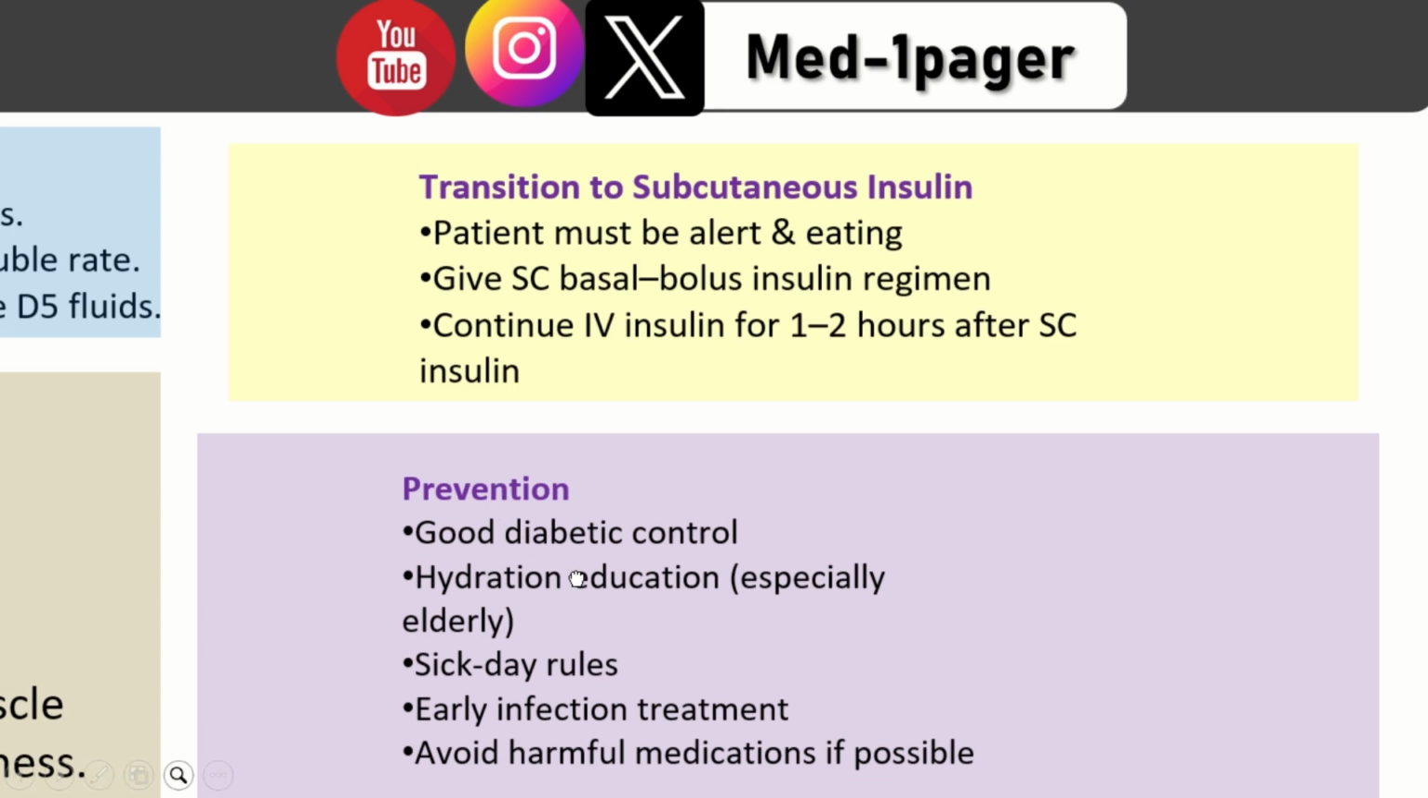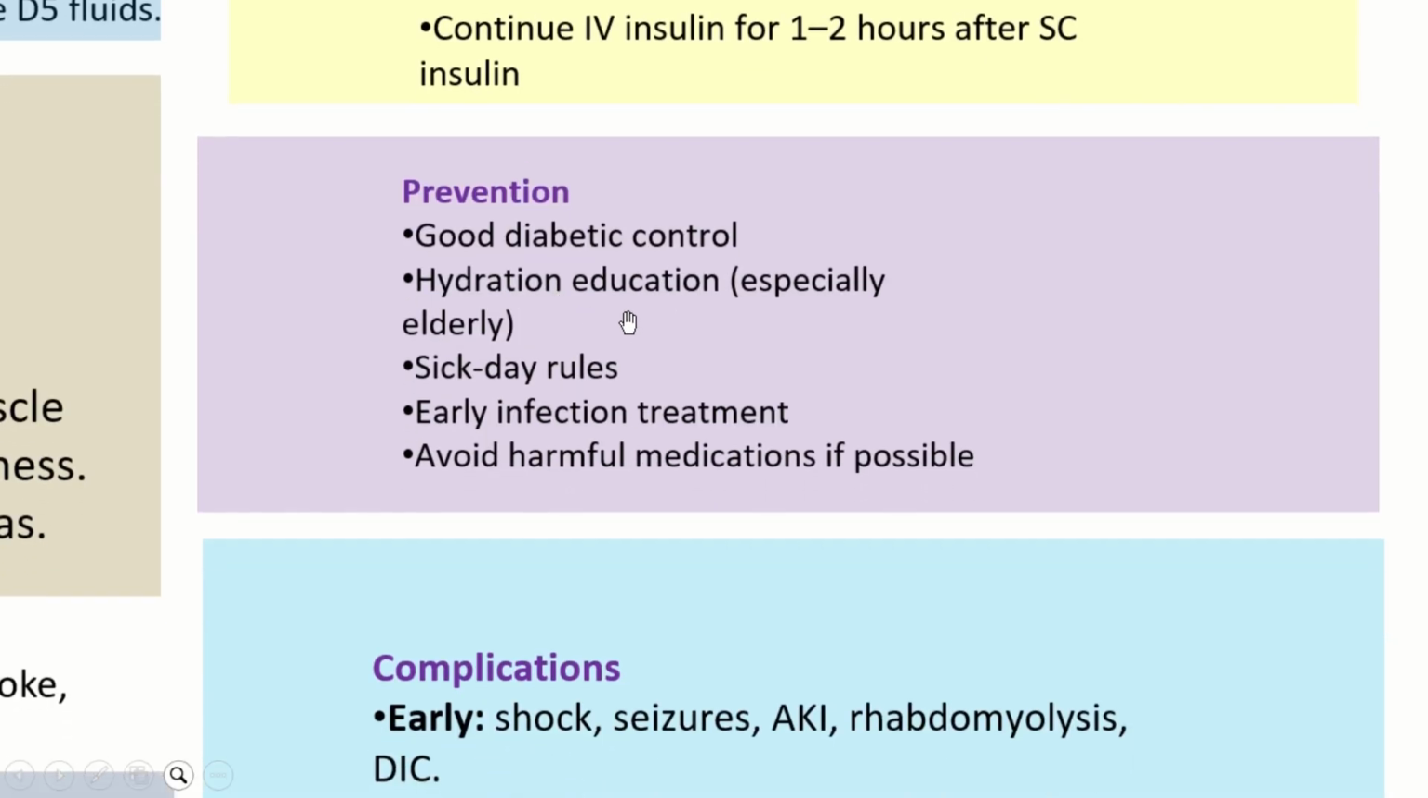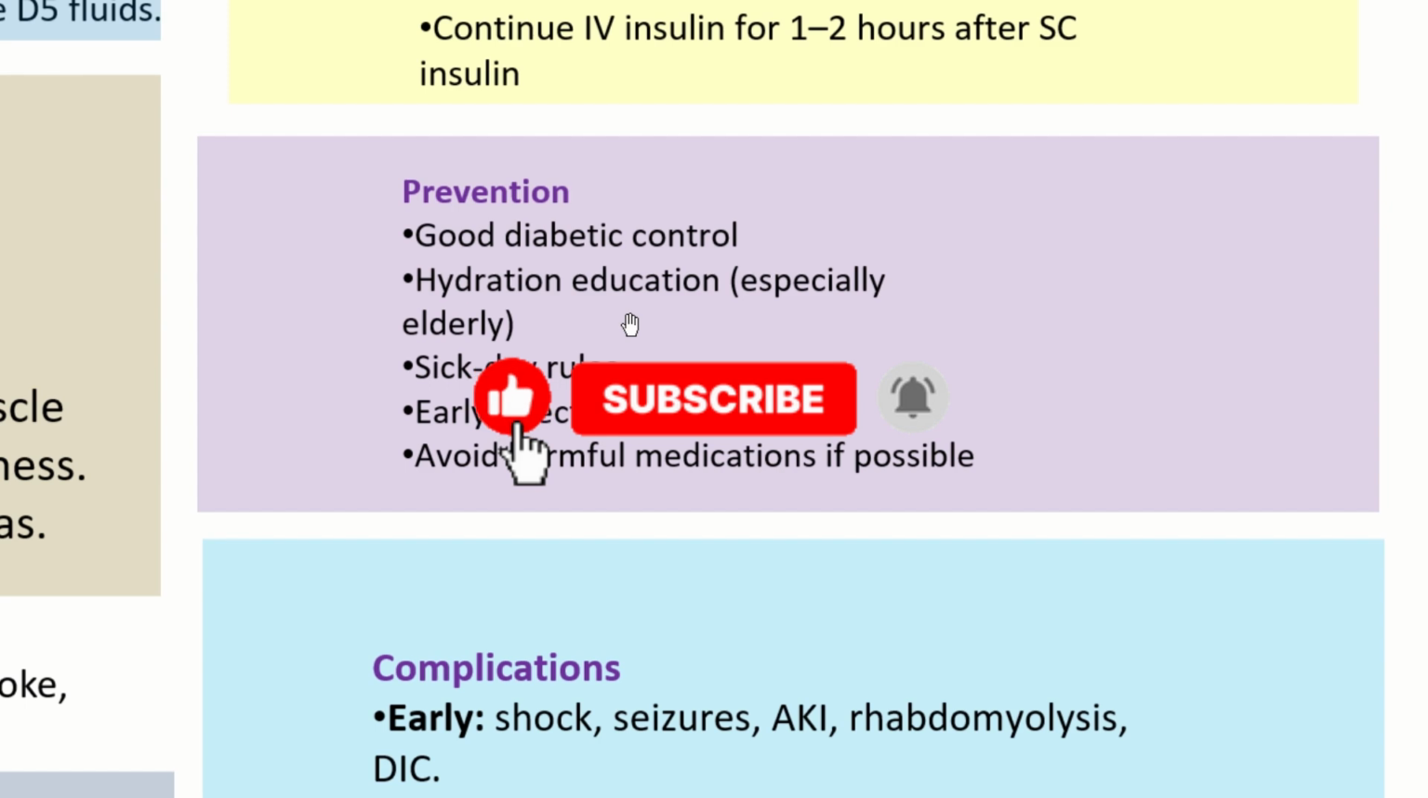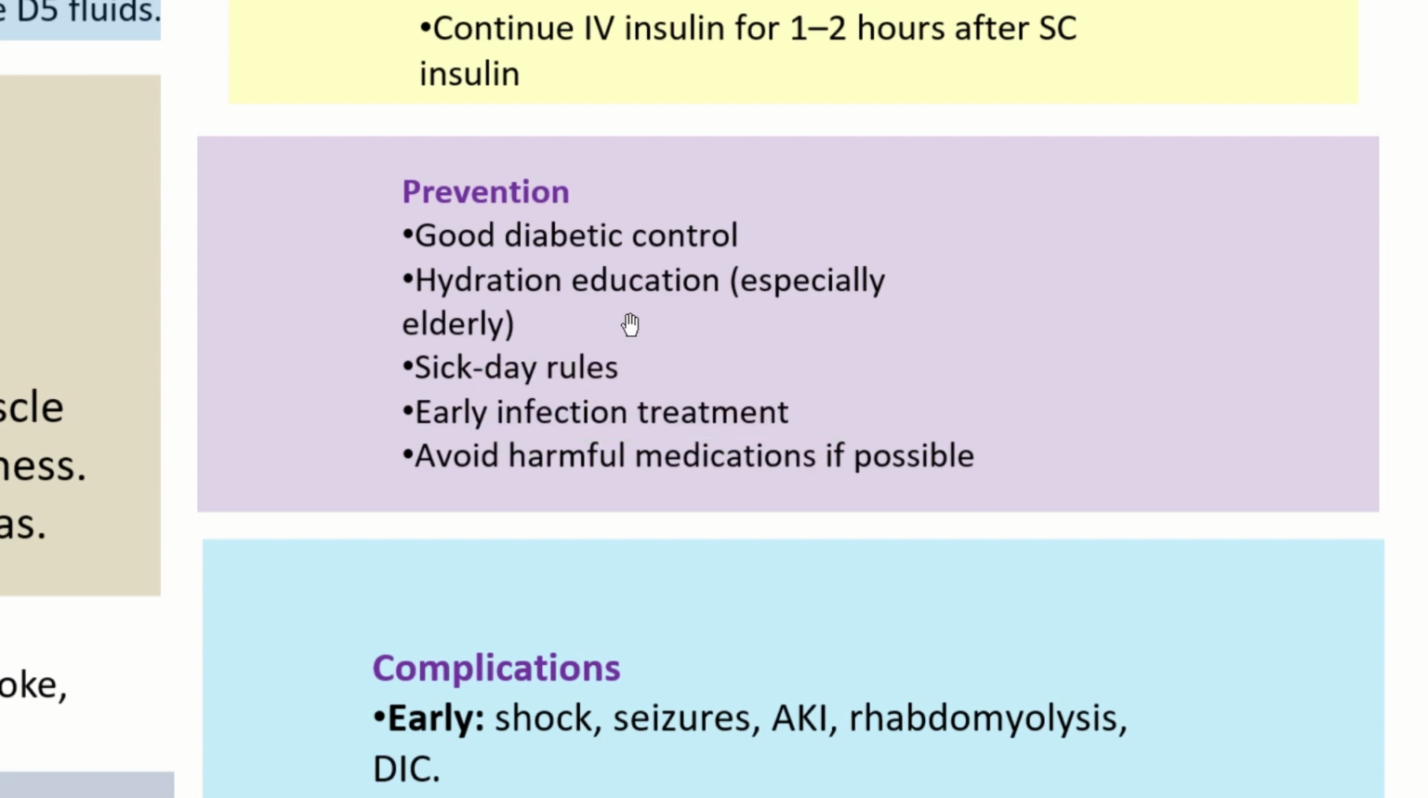Then prevention: you want to ensure good diabetic control. Hydration is very important in all diabetic patients. When you look at the diabetic, one of the very important components is the water or hydration bit of it. You want to have the sick day rules, that is what the patient should do when they fall sick, because normally when these patients are sick, they have higher insulin requirements. Then you want to treat infections early and avoid harmful medications like steroids that are counter-insulin or that can cause spikes in glucose levels.